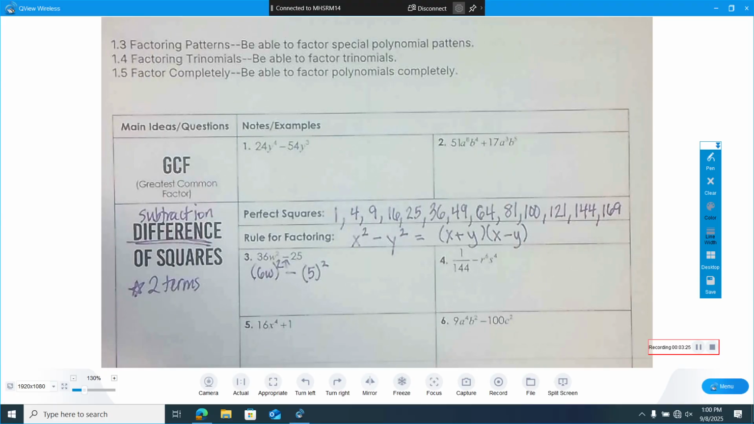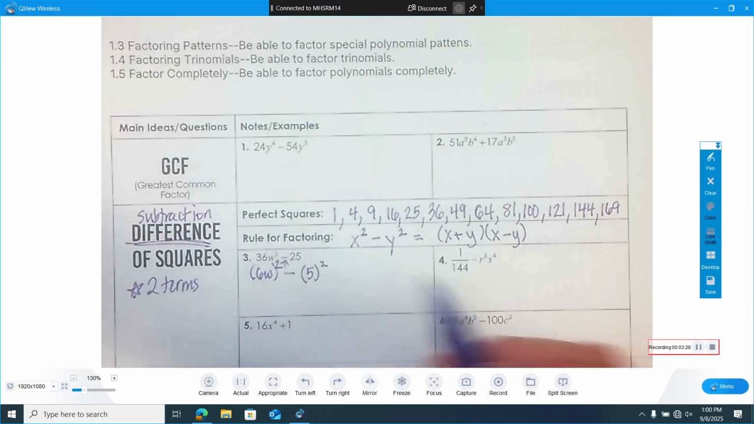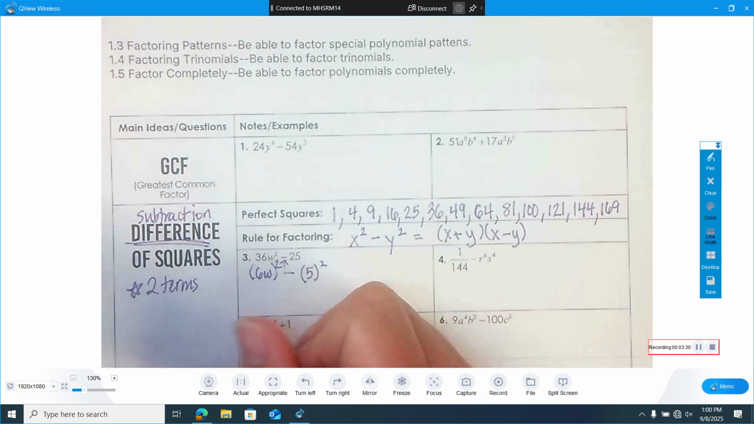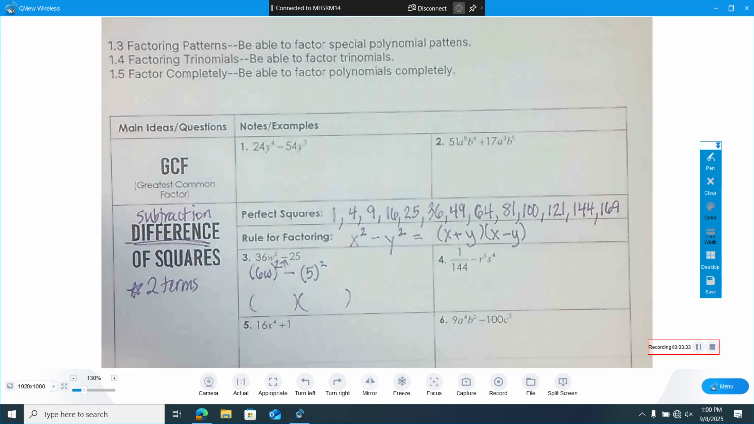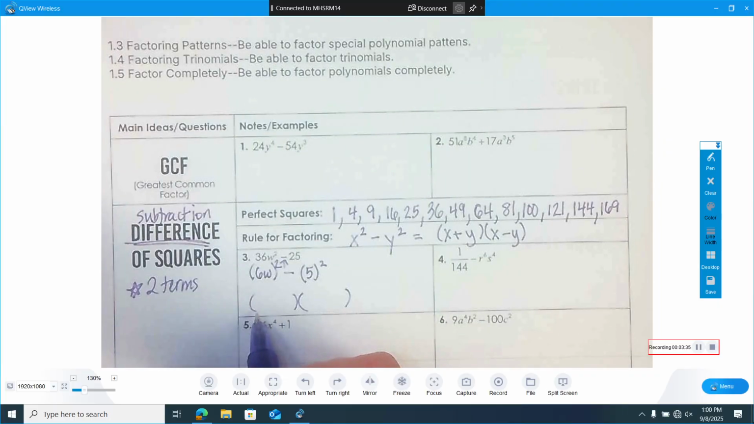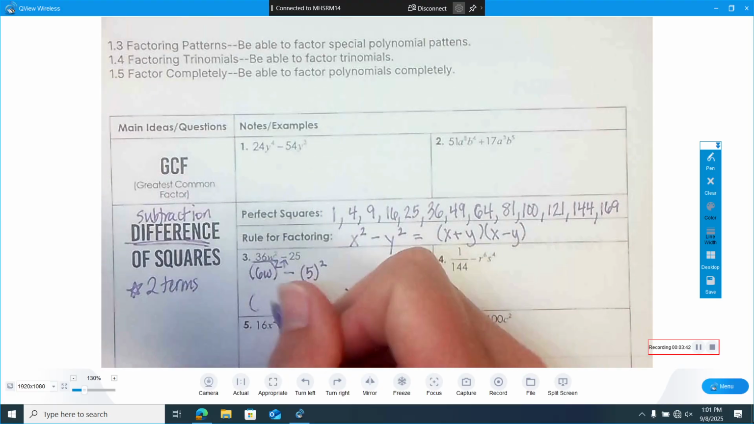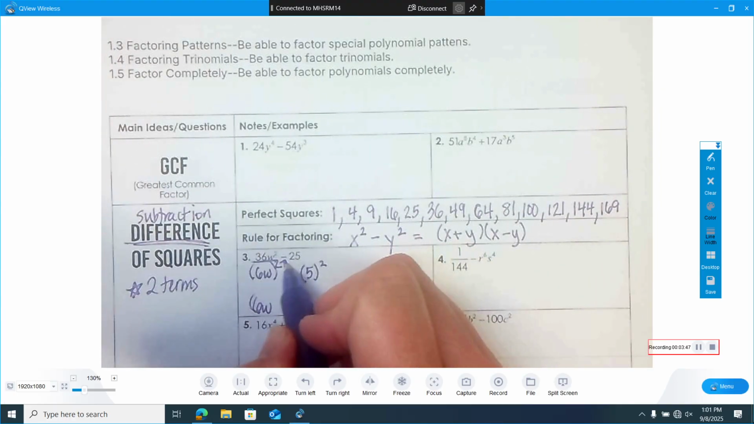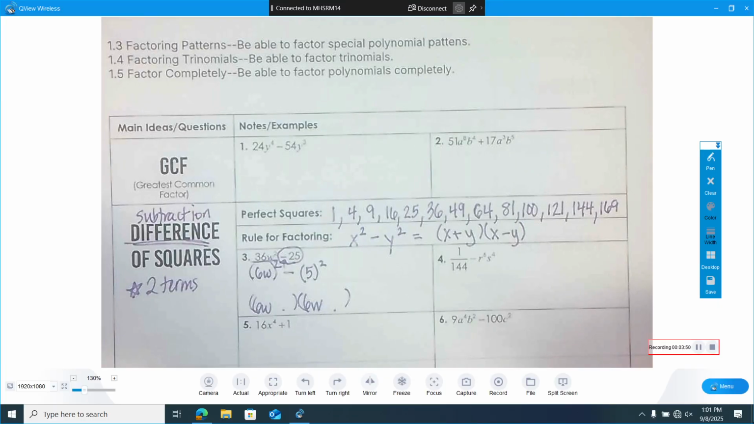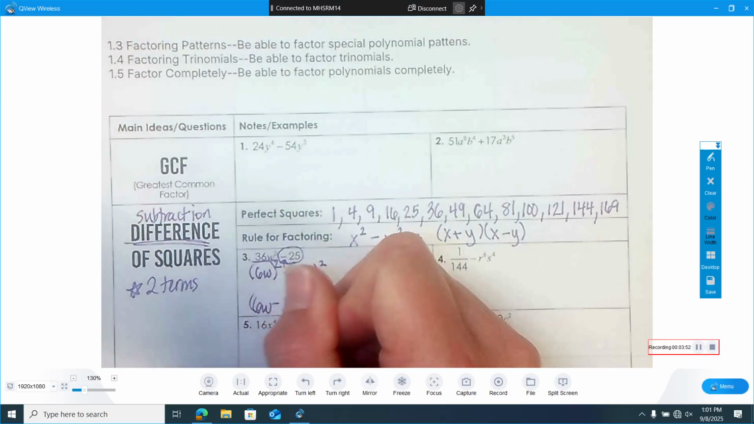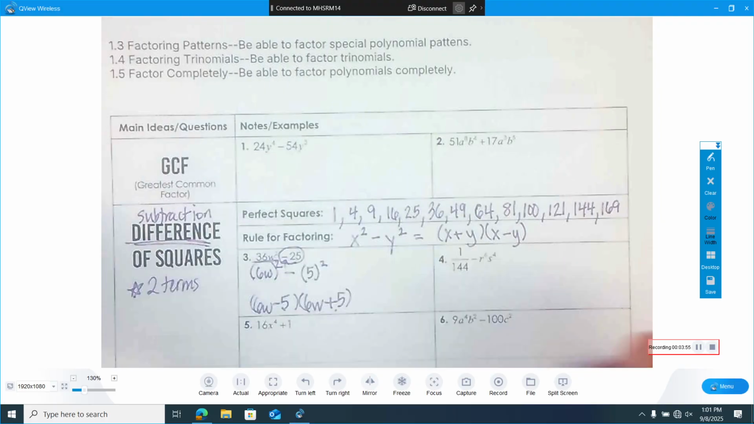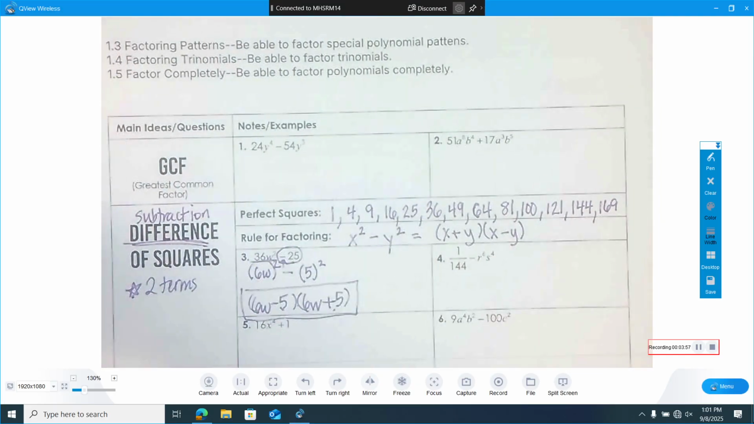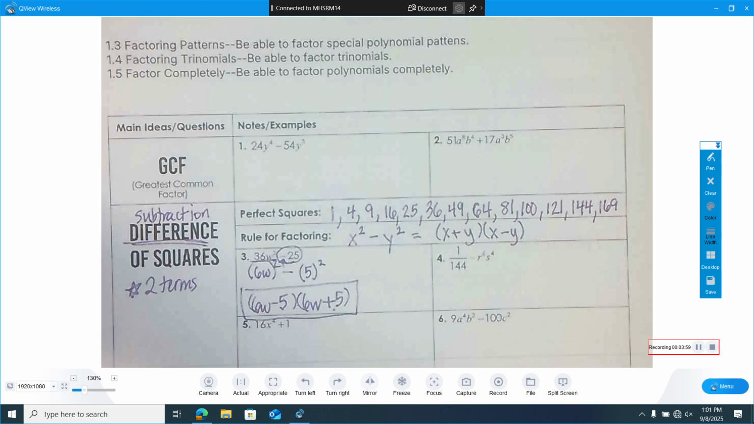Again, I don't usually teach it this way, but all I have to do is set up my double bubbles. And when I do this, I think to myself, what times what gives me 36w squared? 6w times 6w. And what times what gives me negative 25? Negative 5 and positive 5. That's how I factor it. I think it's just easier that way. I don't even think about a pattern.